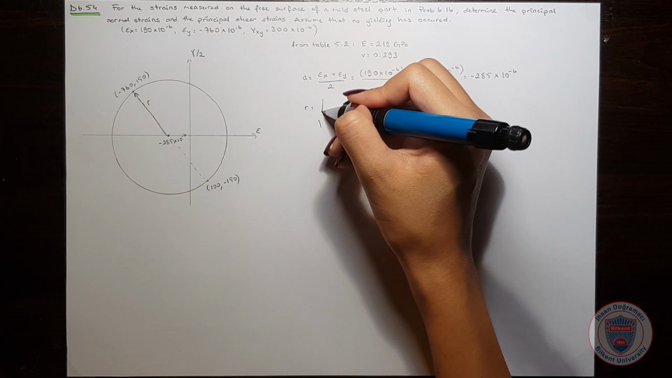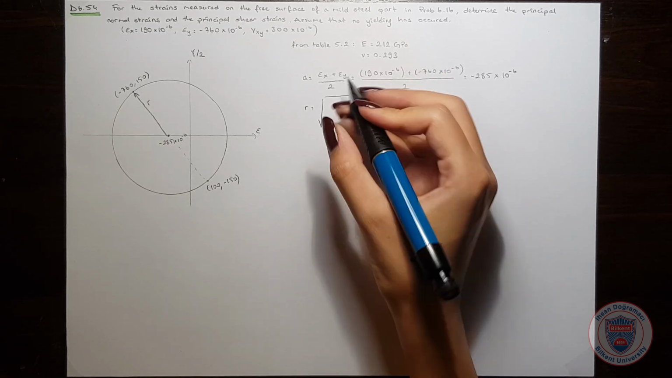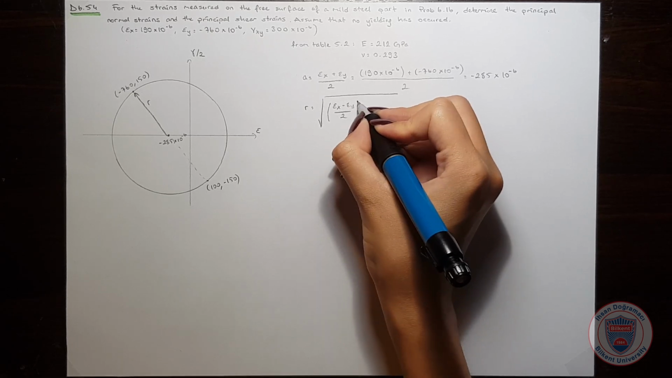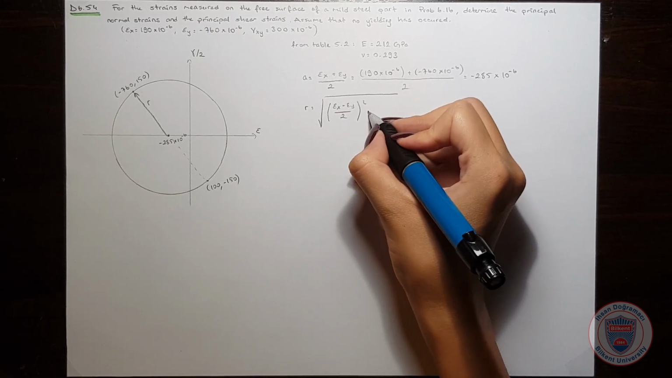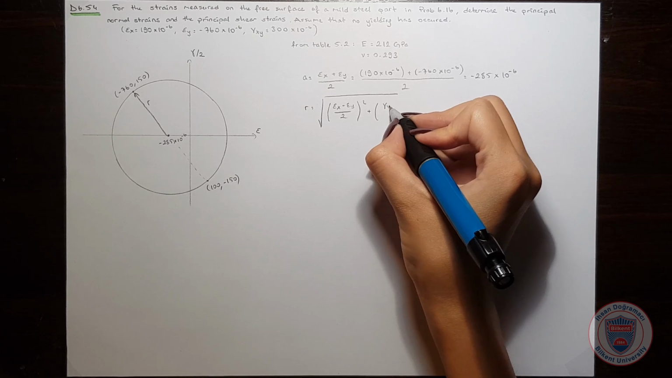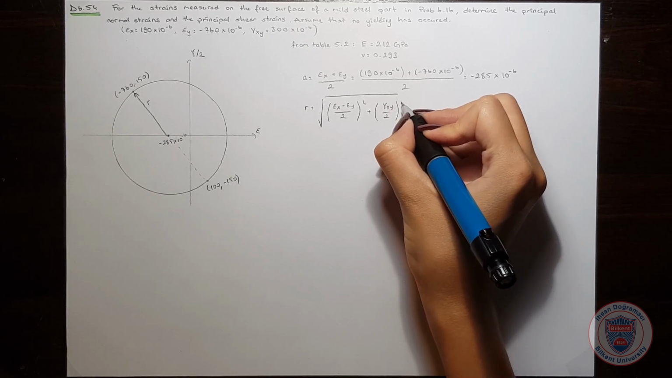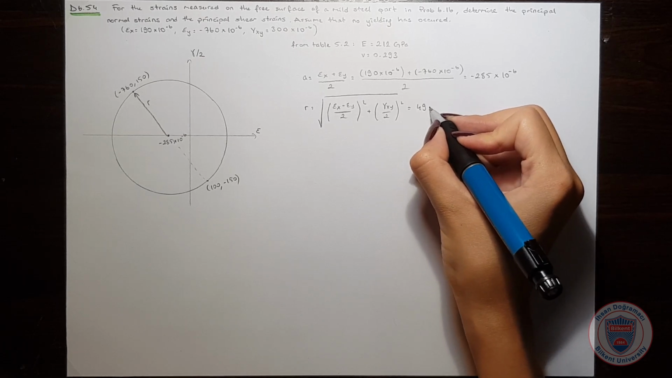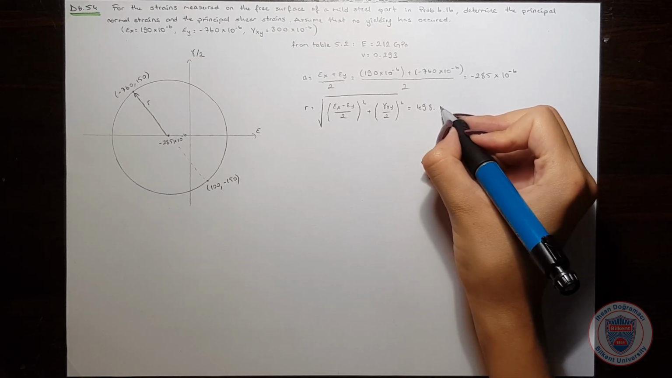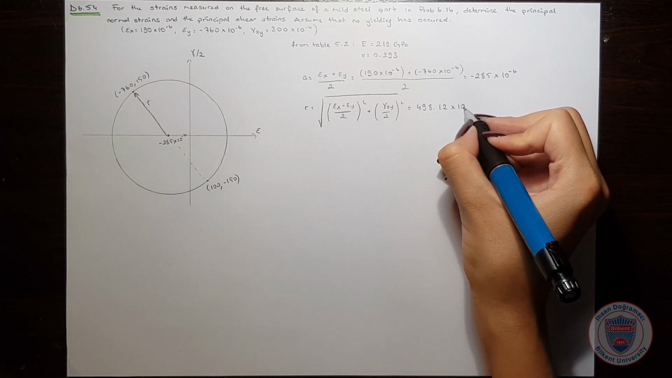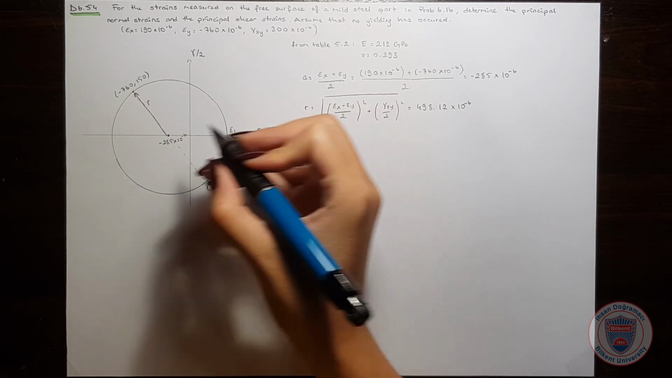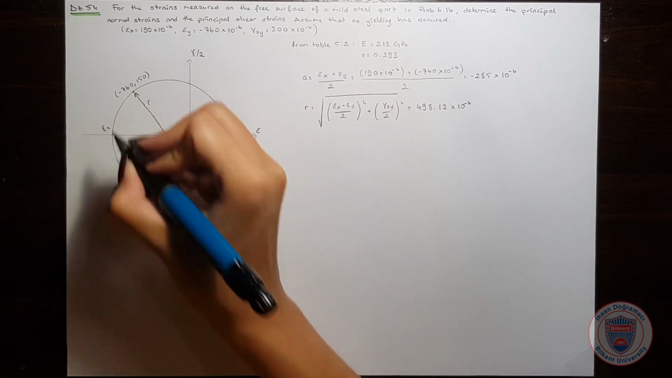Radius will be equal to the square root of epsilon x minus epsilon y over 2 squared plus, this time, gamma xy over 2 squared. And we will get 498.12 times 10 to the power of minus 6. Since we know A and R, we can now calculate epsilon 1 and epsilon 2.